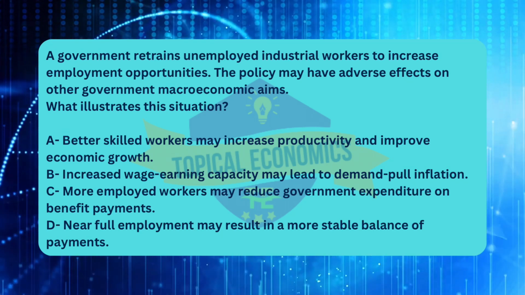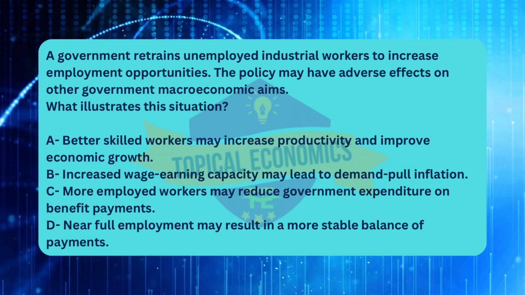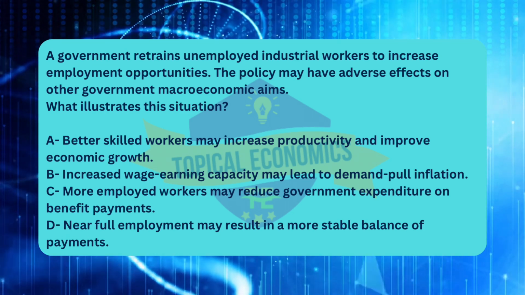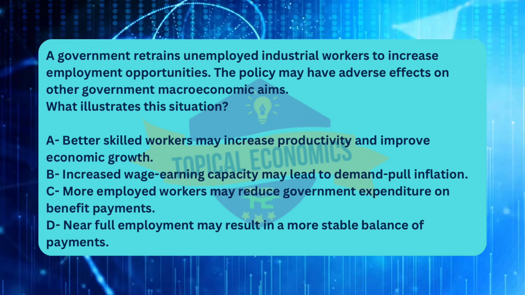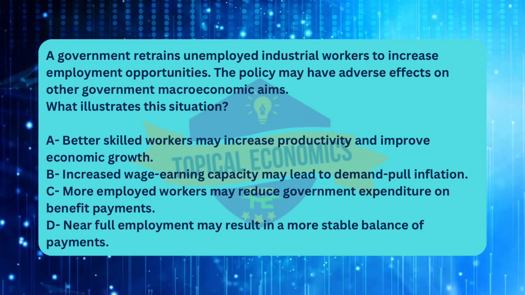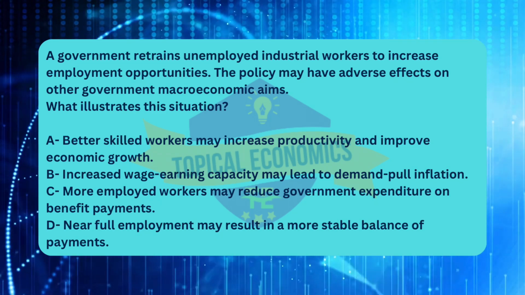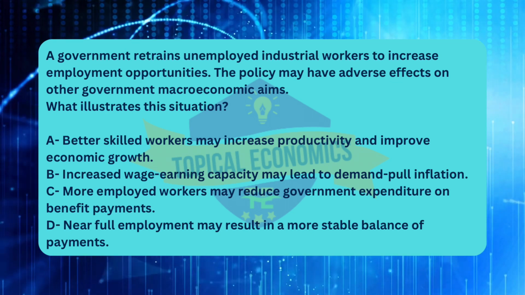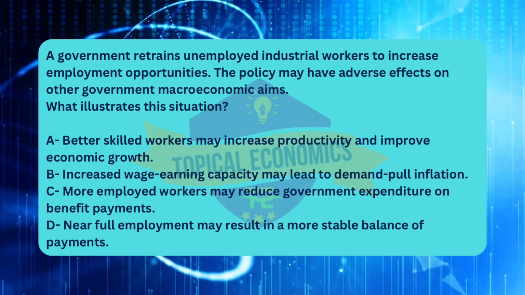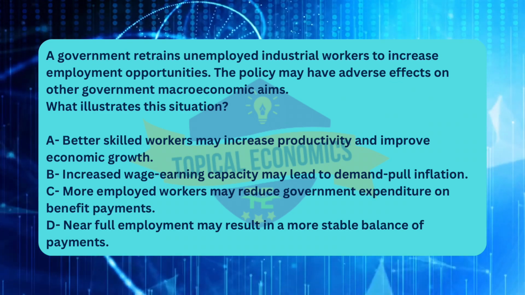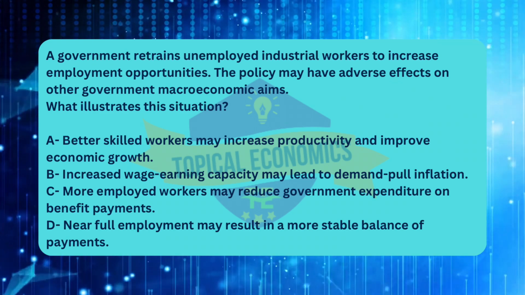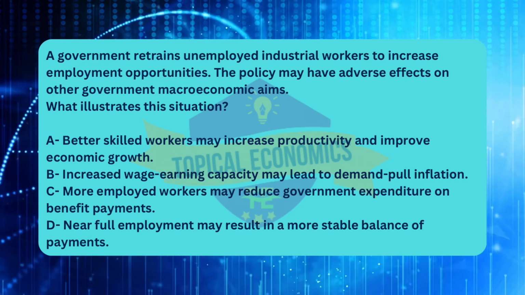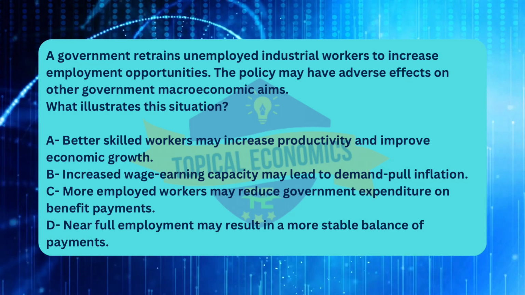The correct answer for this question is option B. Increased wage earning capacity may lead to demand pull inflation. When the government retrains unemployed industrial workers, the intention is to increase their employability, leading to higher wage earning capacity. As these workers find employment and start earning wages, they may increase their demand for goods and services. If this increase in demand outstrips the economy's ability to produce goods and services, it can lead to demand pull inflation, where the demand for goods exceeds supply, driving up prices.